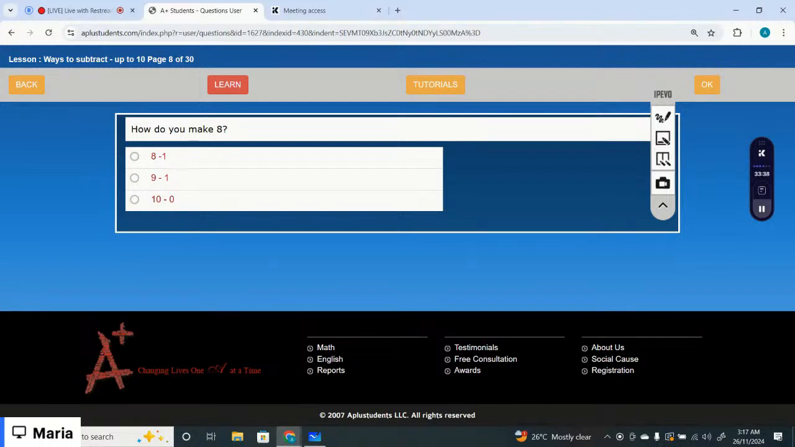The correct option is option number 2. That is 9 take away 1. The correct option is 9 take away 1 is 8. Option number 2 is the correct option.